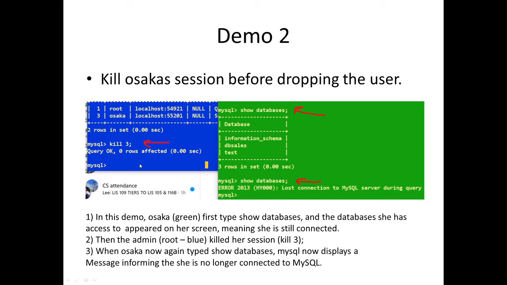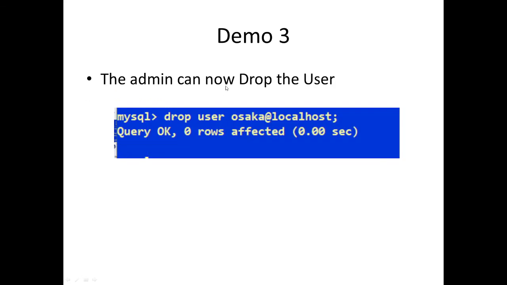Then the admin, the root blue, killed her session, so kill 3. This is the second command. Now after this command, Osaka will again show databases. You notice that once Osaka types show databases again, an error message will appear. It says here Lost connection to MySQL server during query. So she is no longer connected because her session was killed. Since the session was already killed, the admin can now drop the user.